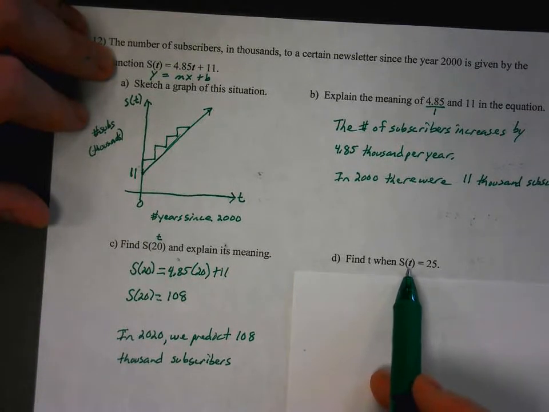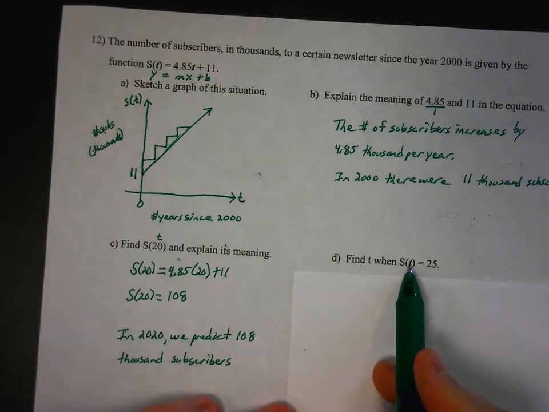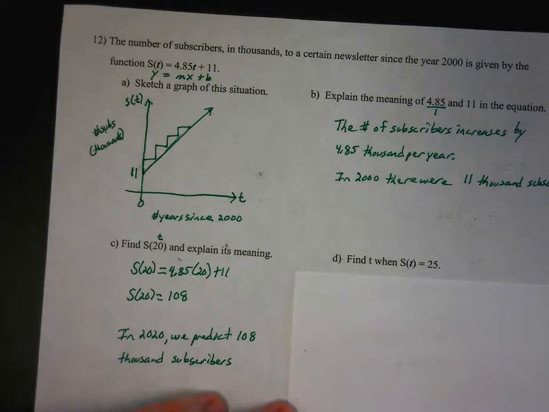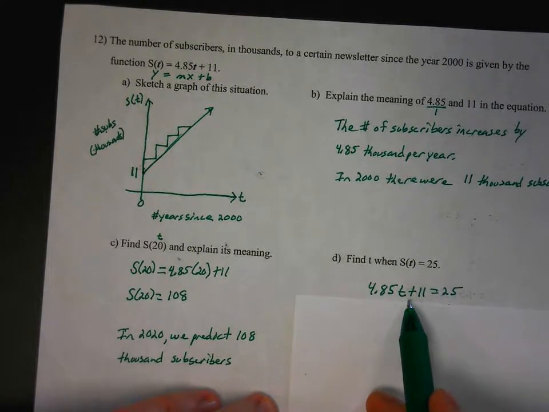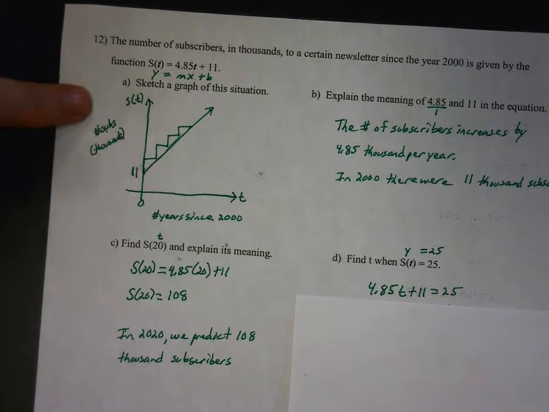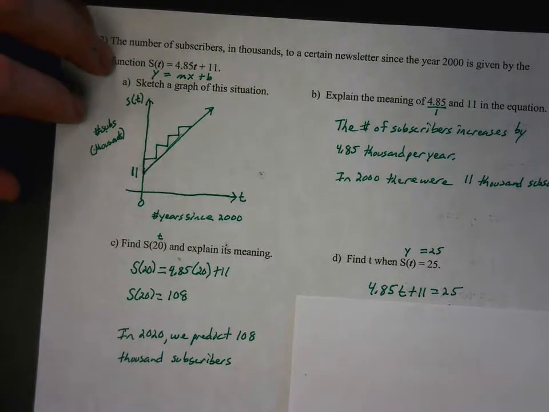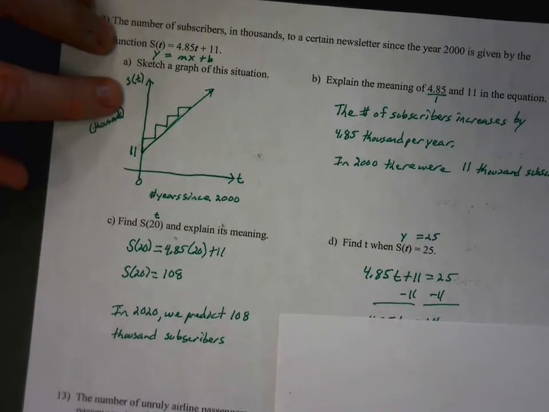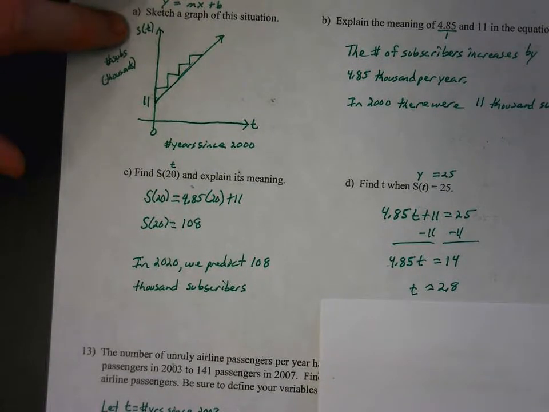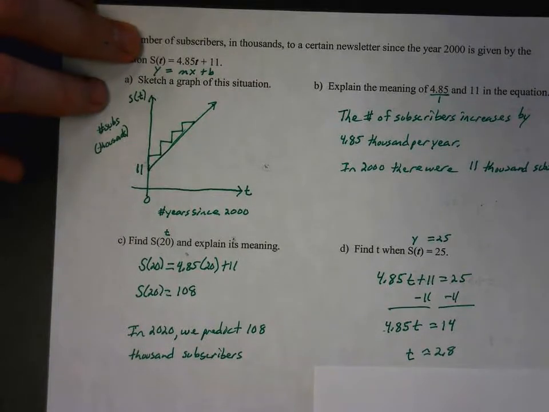Part D, find t when s of t is 25. Now they're not telling you that t is 25, because 25 is not in parentheses. Now 25 is like the y value, the output, or the number of subscribers, which is 25,000. So we're solving the equation 4.85t plus 11 equals 25. We are not putting 25 in place of t, because remember, this is like y equals 25. Solving that by subtracting 11 and then dividing by 4.85, we end up with about 2.8, which would mean after about 2.8 years, so in 2002 or 2003, the number of subscribers would be predicted to be about 25,000.